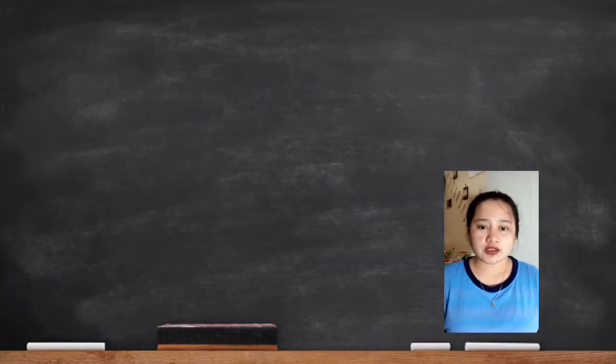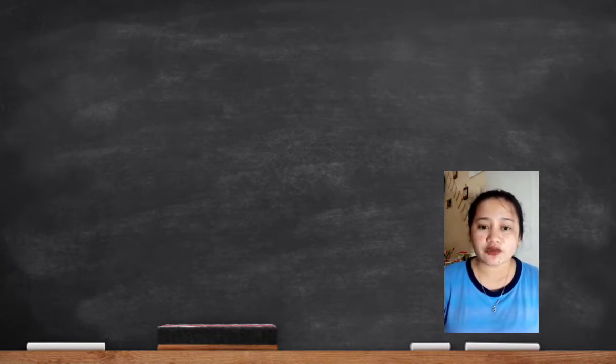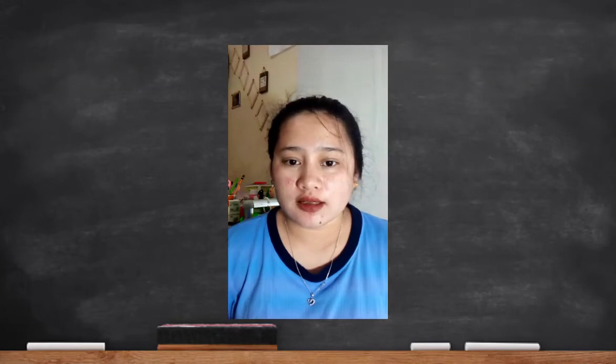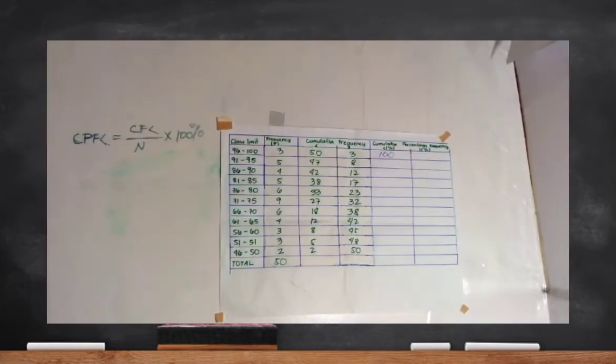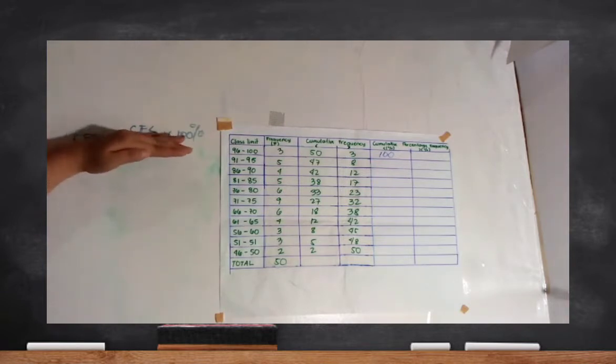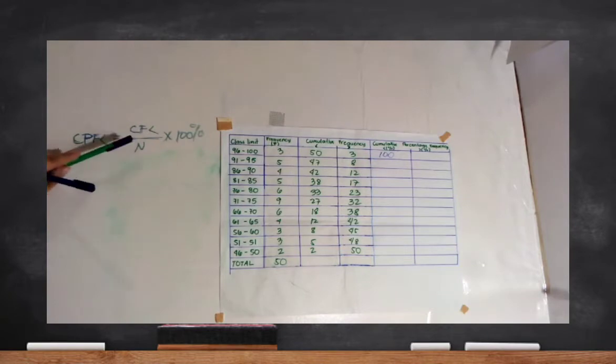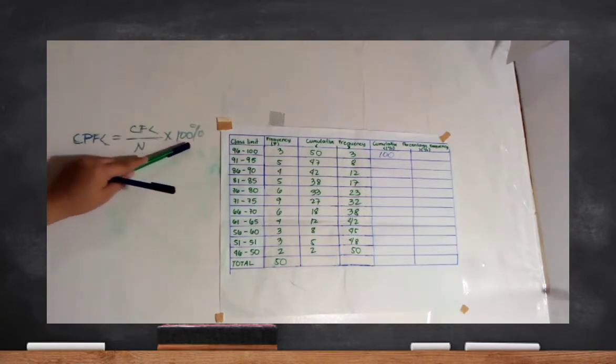And now we are going to continue our discussion. This is the main goal of my report: how to find the cumulative percentage frequency lesser than percent and the cumulative frequency greater than percent. So to find the cumulative percentage frequency lesser than, we will write the formula. CPF lesser than equals CF lesser than over number of cases times 100.